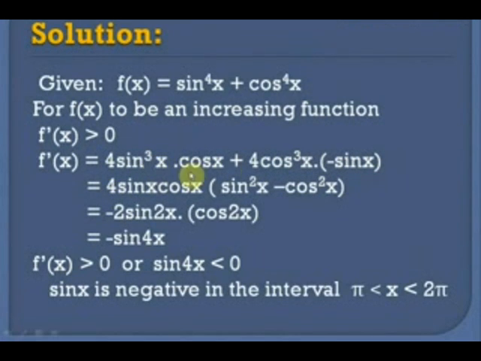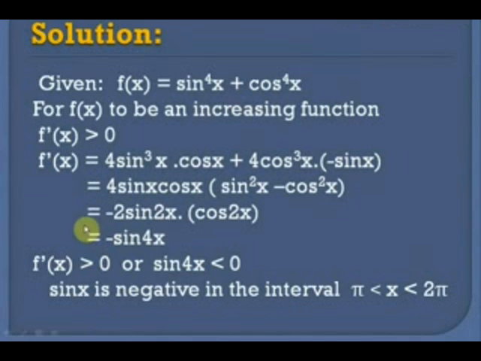We take sin x into cos x as common and get 4 times sin x into cos x into (sin square x minus cos square x). Now sin square x minus cos square x is nothing but minus cos 2x. So we write this minus sign here and cos 2x, and this becomes sin 2x. So we get finally minus 2 into sin 2x into cos 2x. Now again 2 times sin 2x into cos 2x is nothing but sin 4x. Thus we see that f'(x) is equal to minus sin 4x.